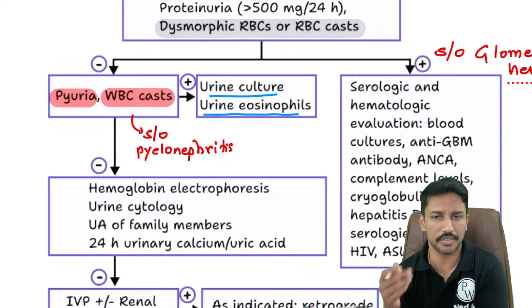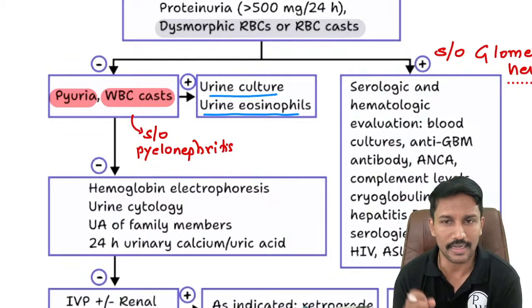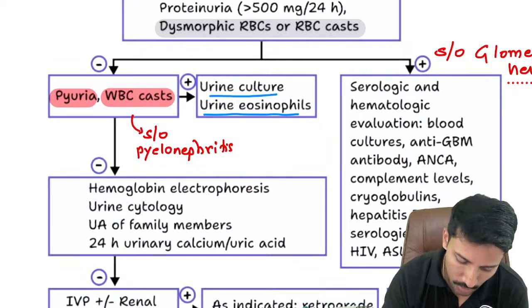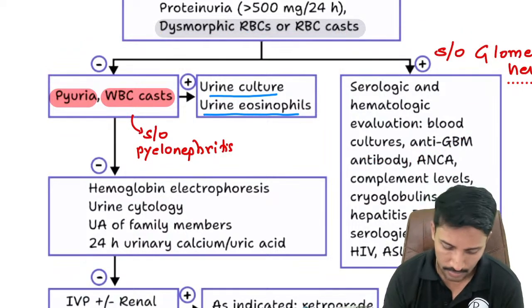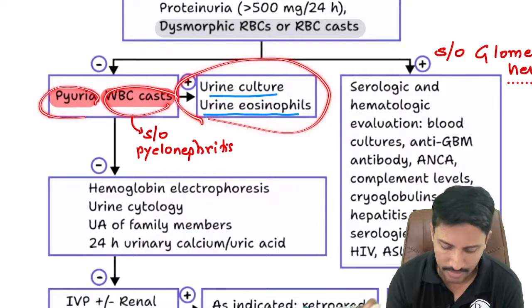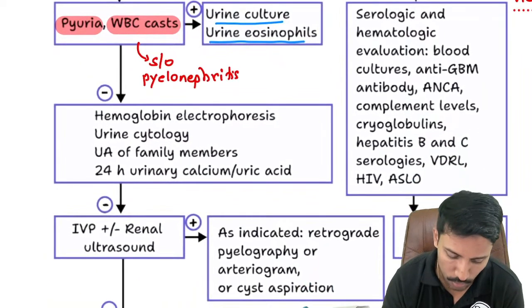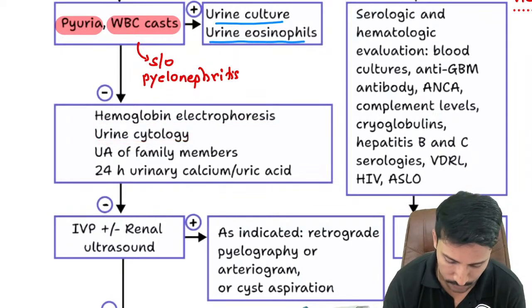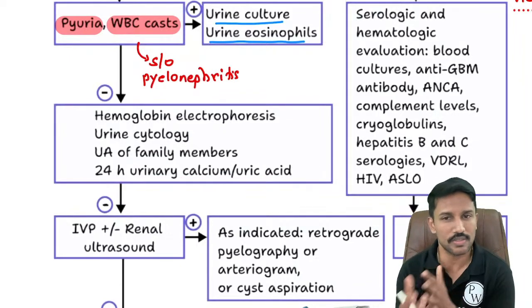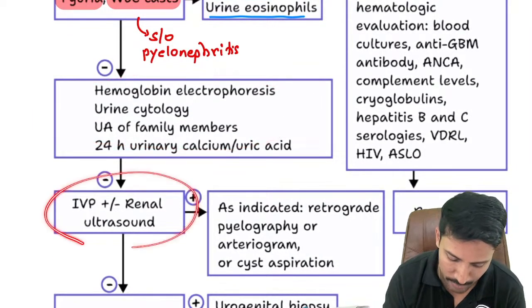Further investigation is based on imaging. I will do an ultrasound or a CT scan to identify perinephric fat stranding, collection of pus in the kidney, hydroureter or hydronephrosis. But if these are also negative, glomerular is ruled out as there are no dysmorphic RBCs or RBC casts, and there are no WBC casts or pyuria, so pyelonephritis is also ruled out. Now I have to think of other causes for hematuria. So I can do hemoglobin electrophoresis, mainly suspecting sickle cell disease, and urine cytology, right? Then 24-hour urine calcium and uric acid, to think of renal stones as a possible cause. And if nothing is found here, then I have to go for imaging, right?